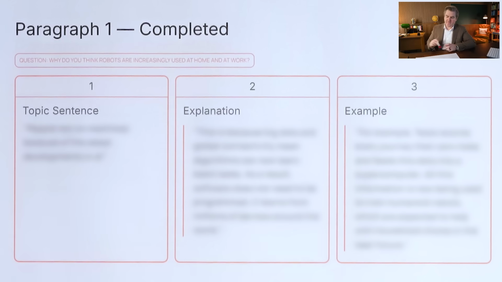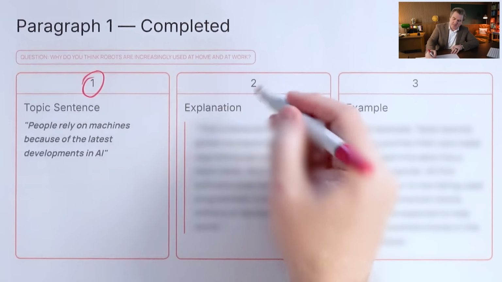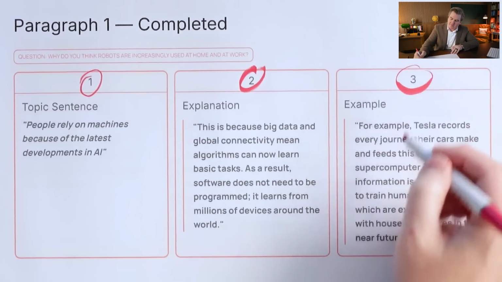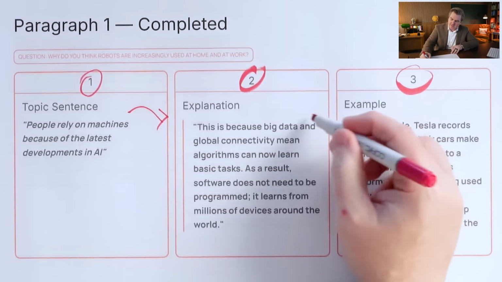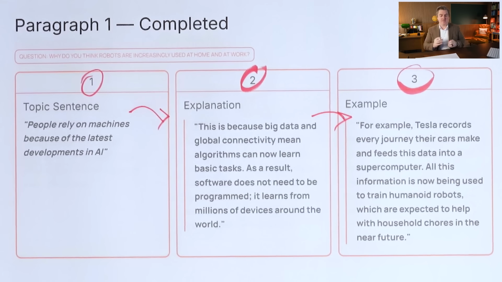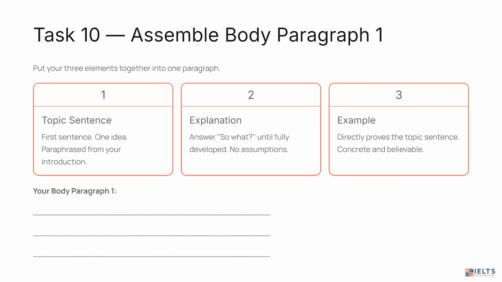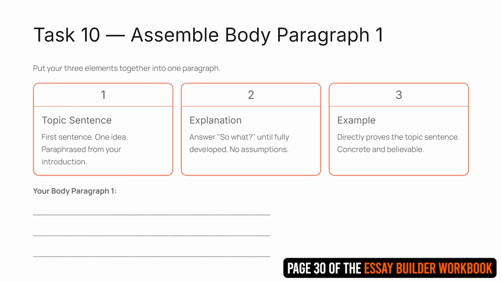So this is the full paragraph. We have our topic sentence, we have our explanation, and we have our example, and we put all of these together to create one cohesive main body paragraph. In your workbook, write your example, and then you can assemble your own main body paragraph in task 10.